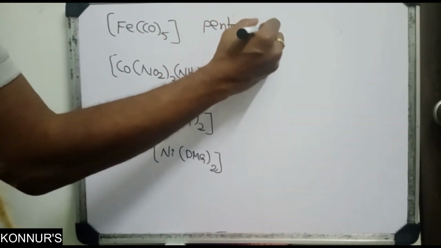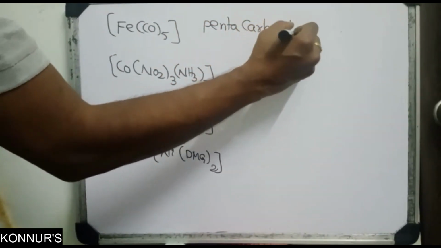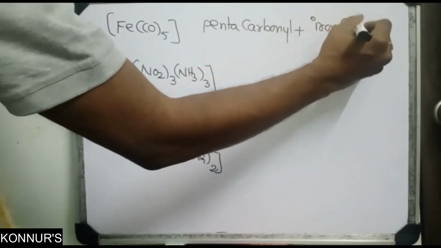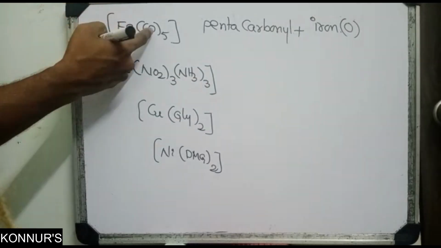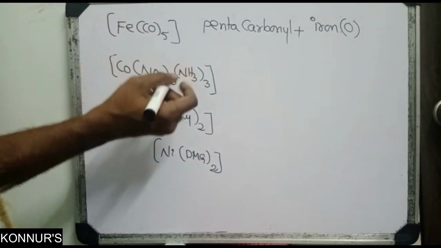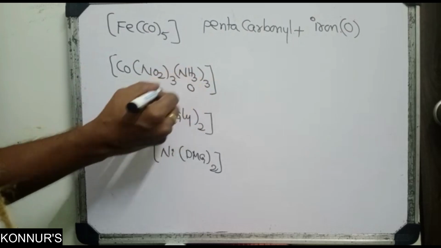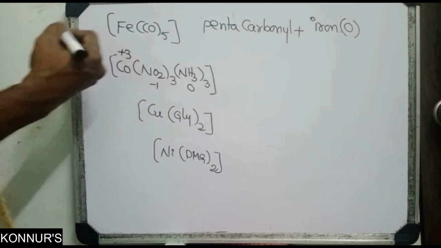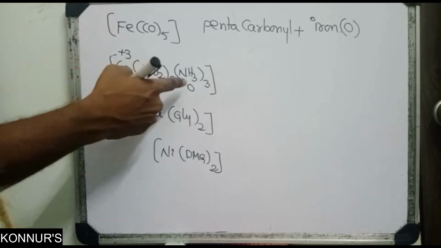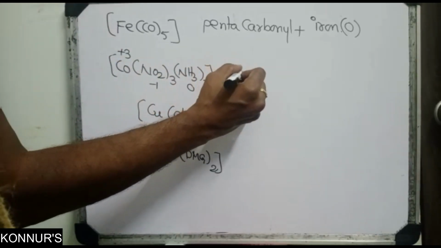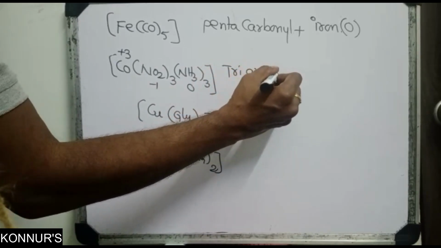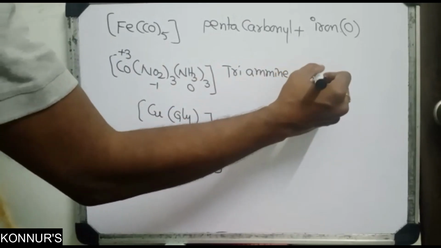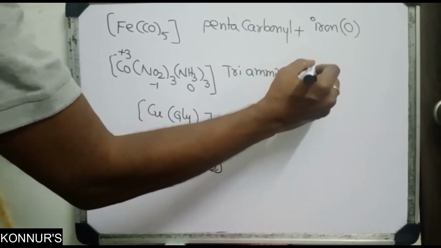Here, this is pentacarbonyl. So pentacarbonyl iron, oxidation state 0. That is, this is 0 oxidation state. Next, ammonia 0, NO2 minus 1. So 3 negatives means the oxidation state becomes plus 3. So that's why here triamine plus tri, so trinitro.